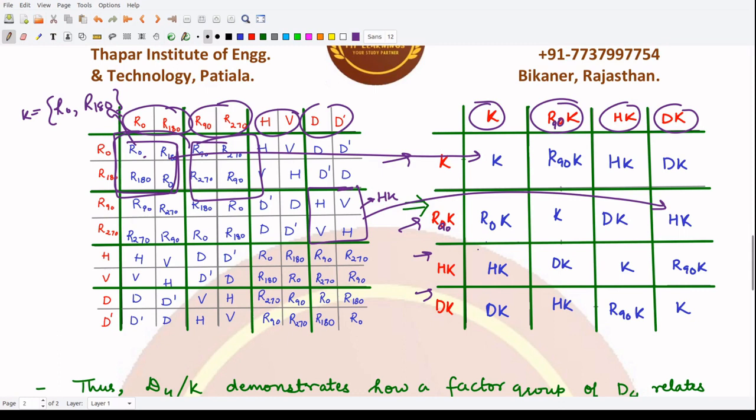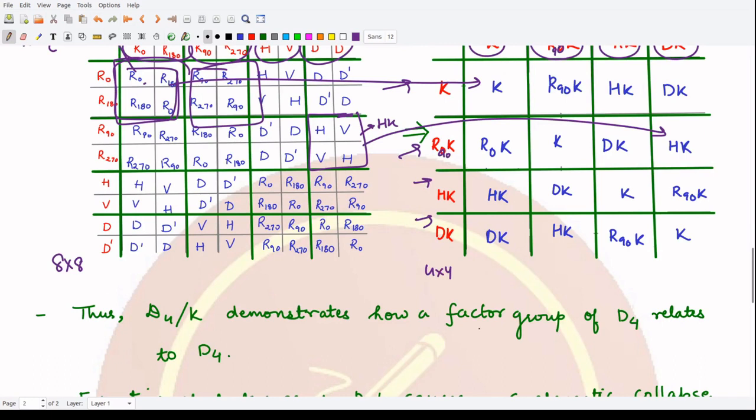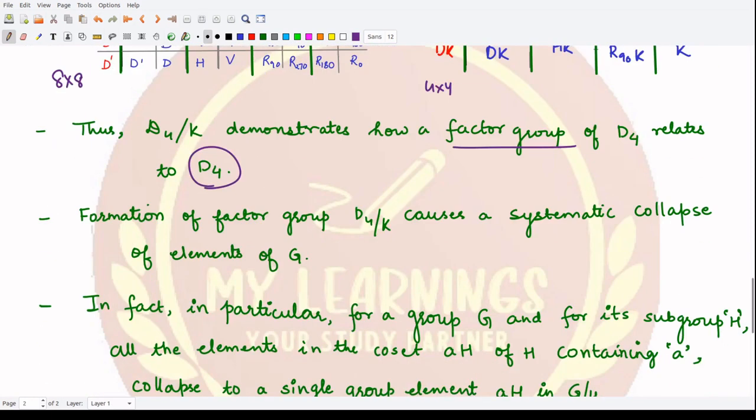Thus, you see how simple it has now become. An 8 by 8 Cayley table has been reduced to a 4 by 4 Cayley table, right? So this demonstrates the power of quotient groups. It demonstrates how a factor group of D4 relates to the Cayley table of the group itself. So basically we found a systematic way in which factor groups collapse the elements of the group G, in fact the elements of the Cayley table of the group G.